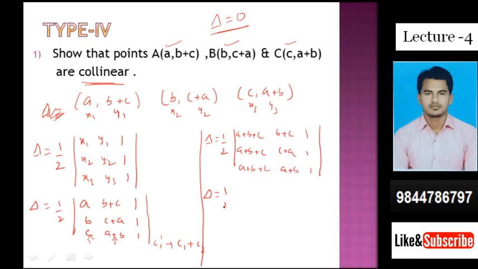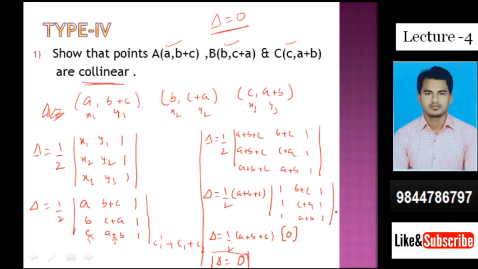Delta is equal to 1 by 2. Take it as a common. The common term is a plus b plus c. What is the given value? 1, 1, 1. If a plus b plus c is common, the remaining value is 1, 1, 1. It is b plus c and c plus a and a plus b, 1, 1, 1. This delta is equal to half into a plus b plus c. The value of this determinant is 0. That is delta equal to 1 by 2 into 0 is 0.